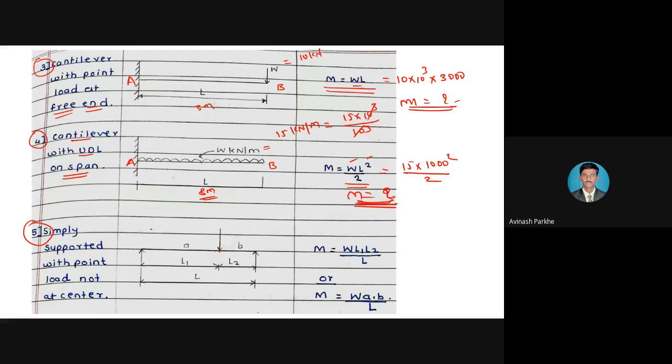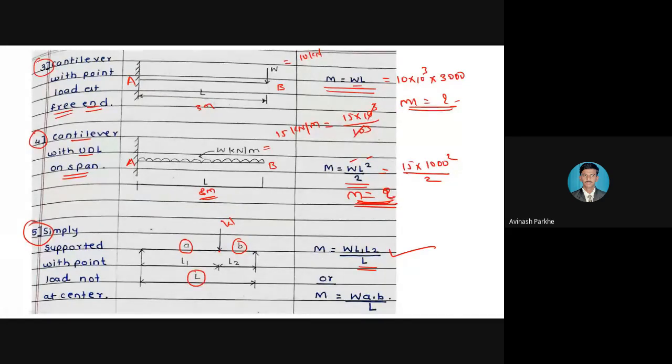So if the point load is not applied at the center, we are having the formula capital M is equal to W into L1 into L2 divided by capital L. W means हा पॉइंट लोड W तुम्हाला दिलेला असेल. L1 means त्याला आपण A डिस्टन्स कन्सिडर केले. L2 means त्याला आपण B डिस्टन्स कन्सिडर केले and टोटल लेंथ पण तुम्हाला दिलेला आहे.